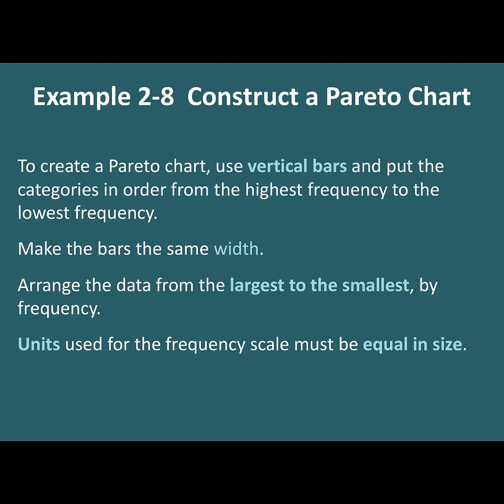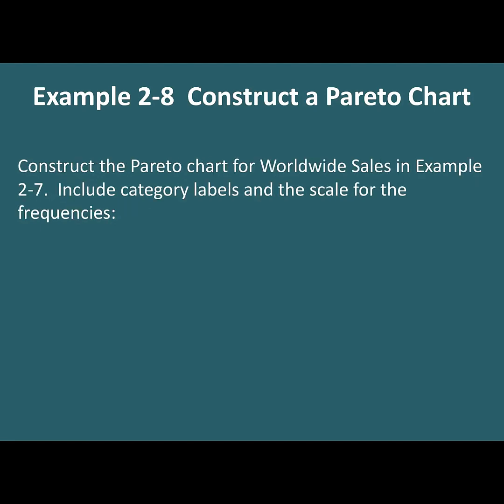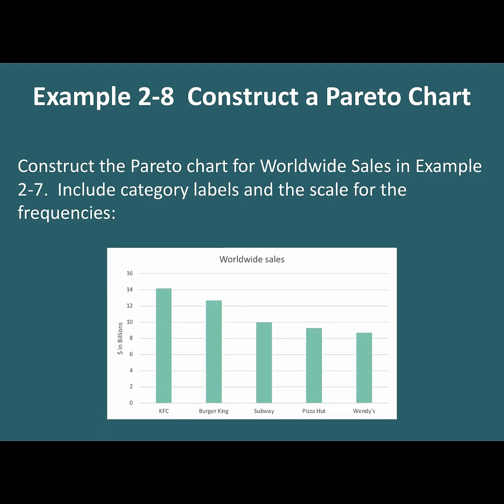So what I would like to do right now is take the data from the previous example and use that very same data to create a Pareto chart. And as you can see, all I simply did was order it from largest to smallest.